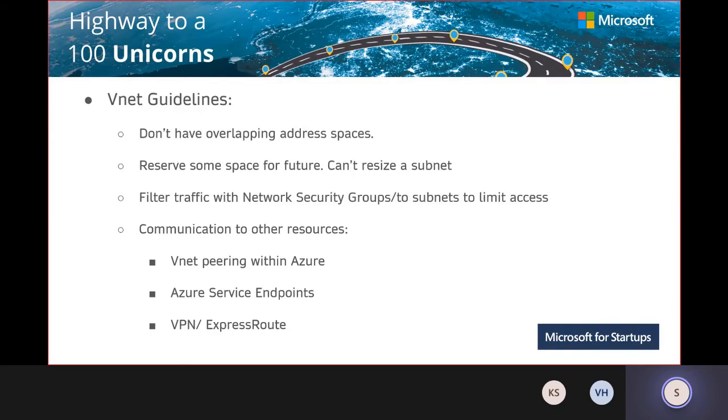So Azure will not agree to peer them at all, if I'm not wrong. And you basically have two VNets, and now you need to resize these VNets. Now you cannot resize the VNets just like that. You need to remove everything and recreate them. So that's why these first two guidelines are there: don't have overlapping address spaces, and reserve some space for the future.